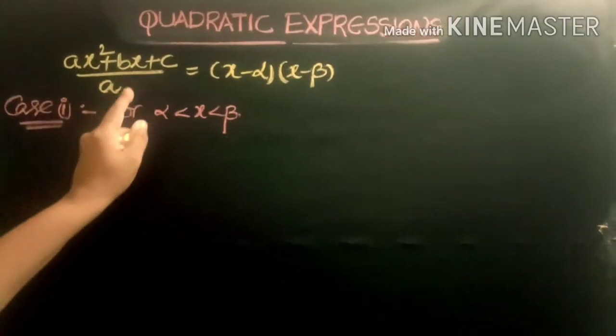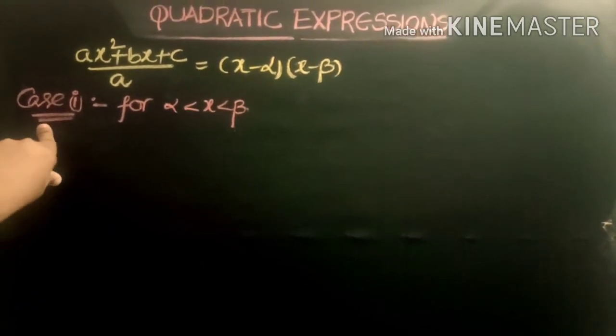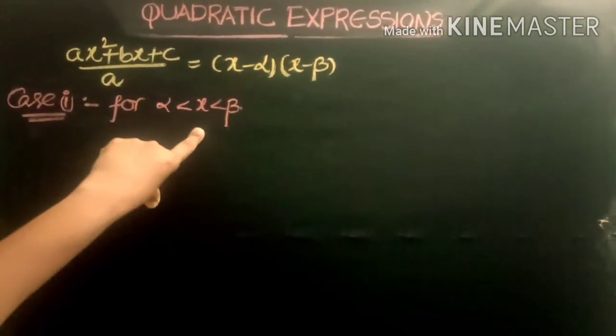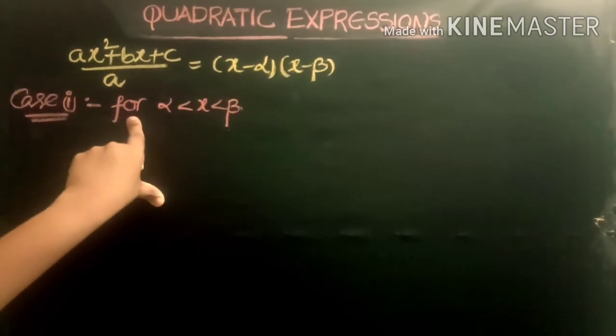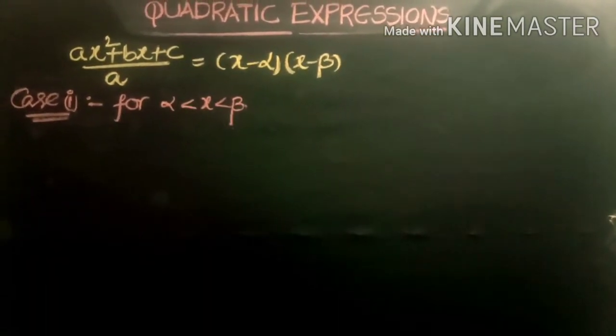(ax² + bx + c)/a = (x − α)(x − β). Now we are doing the first result first, that is, first we take the given condition in the first statement. Here the given condition is α < x < β. So α < x < β.